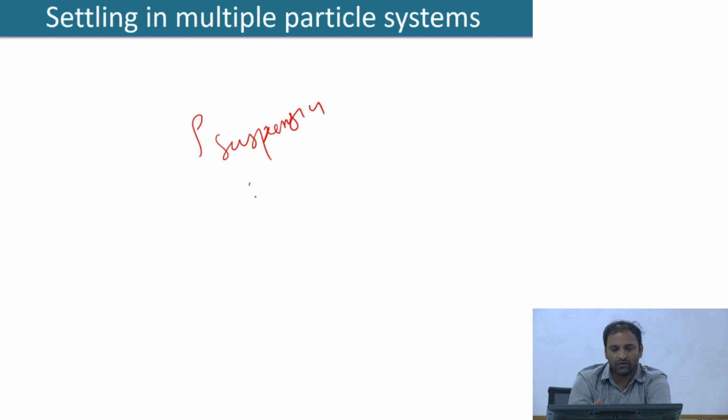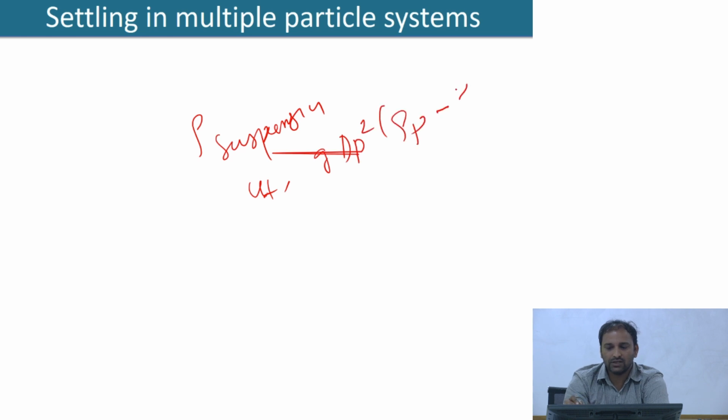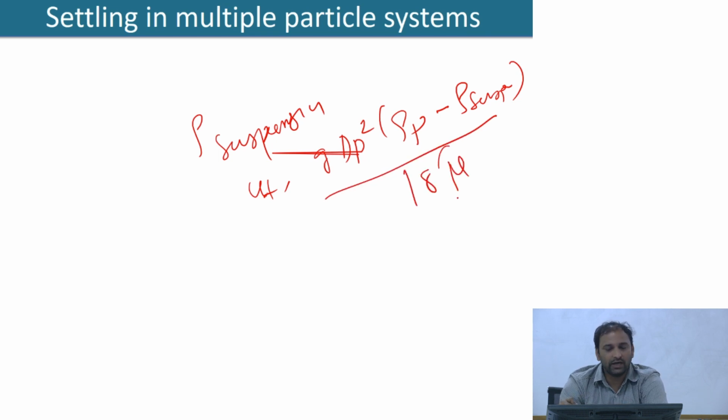Therefore, one of the modifications is your g dp square into rho p minus rho of the suspension, divided by 18. Now your mu, in the case of single particle settling, mu is the viscosity of the fluid, but now I have a fluid plus the particles. I would have to worry about not mu of just the fluid, but mu of the particle filled system. Therefore, there are two modifications that I am supposed to be making.